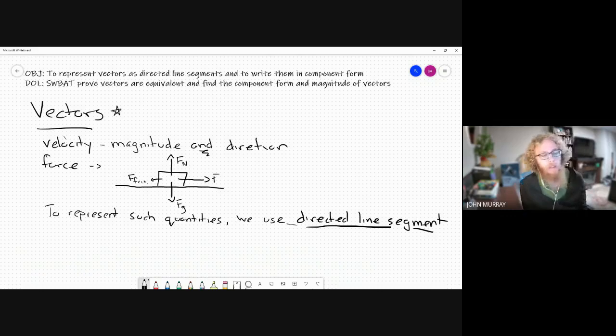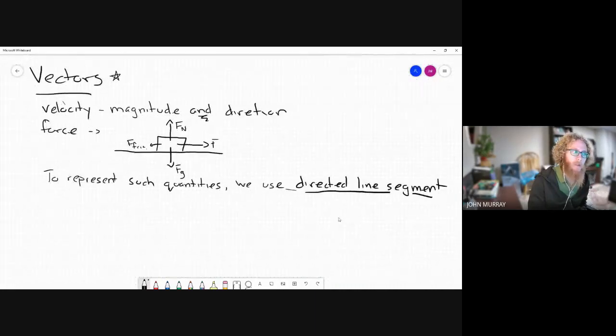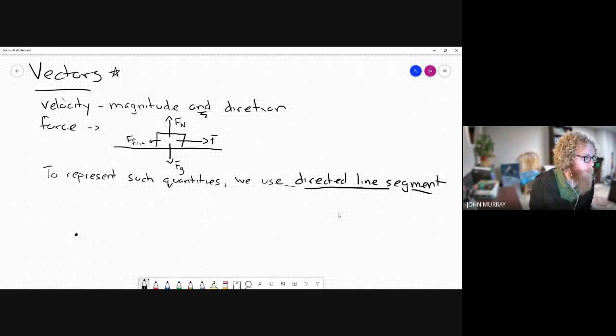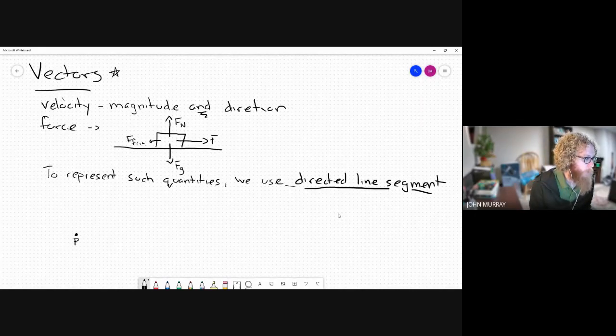So in order to represent these quantities, we use what's called a directed line segment. Now, you haven't seen this since geometry, so it's maybe been a while. But a directed line segment starts at a point, and I'll call it P, and then it goes off in a direction, and we end it with an arrow there, and we'll call that Q.